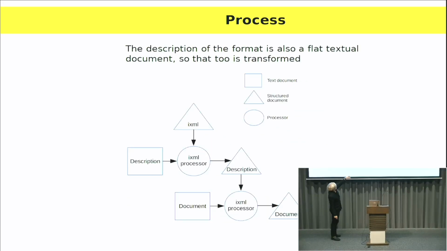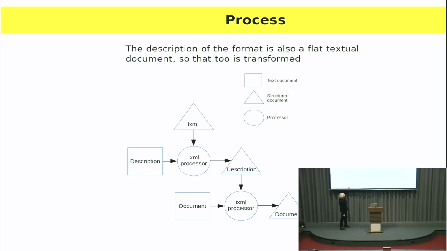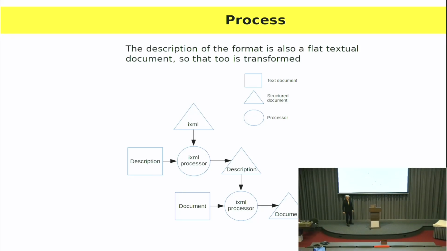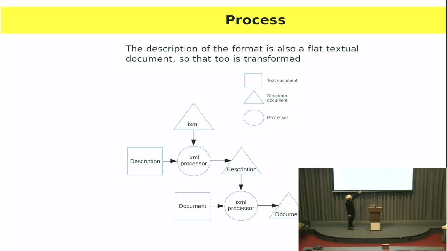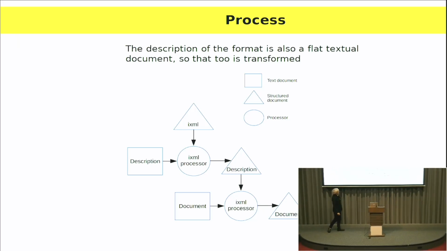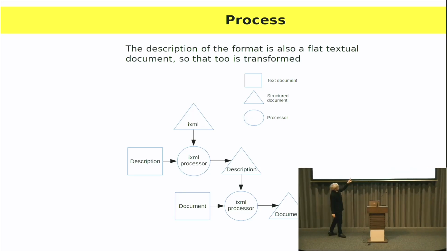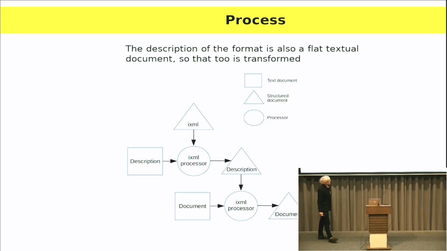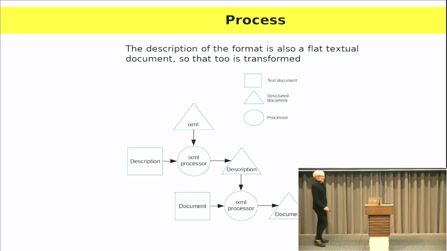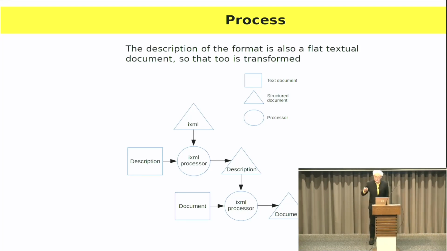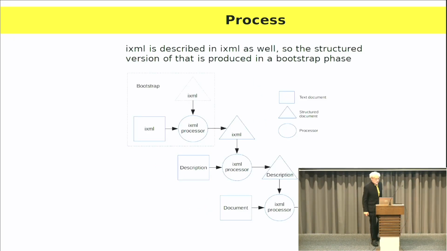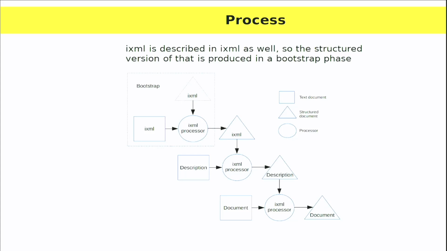Well, you use the ixml processor twice. You put the description, which is in ixml, but as a textual document, through the ixml processor to get the structured version of it, and then use that structured version to describe the document that you really want to process. So that's the basic process. In fact, there's a bootstrapping process before that, of course, because the description that you write is in ixml, for which uses a structured description of ixml, which we get from the flat version of ixml in a bootstrapping phase.